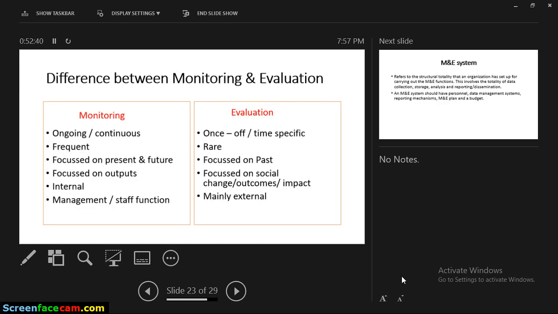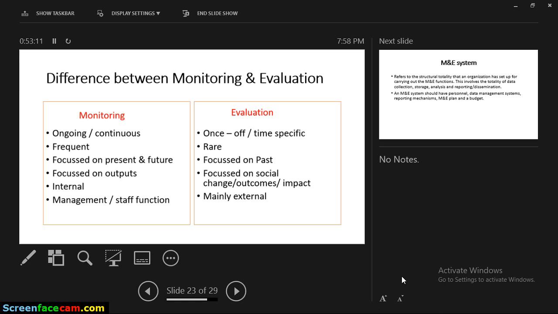The difference between monitoring and evaluation. Monitoring is a continuous or rather routine collection of data. The other one is non-routine. You are not collecting data on a daily basis, no. You just go to a population at a specific point in time, collect data, and go. So that's the difference. Monitoring is frequent, while evaluation is not frequent because evaluation is very expensive.